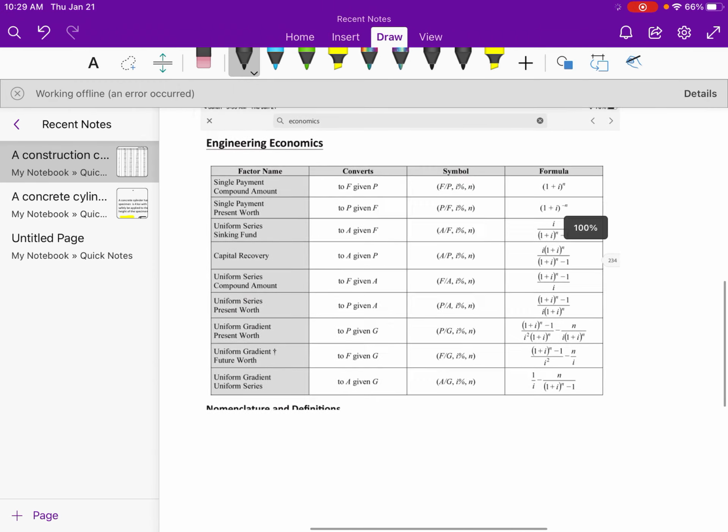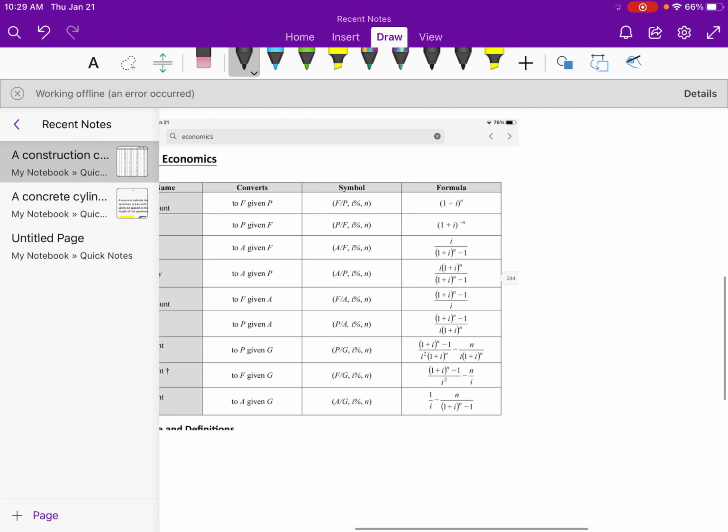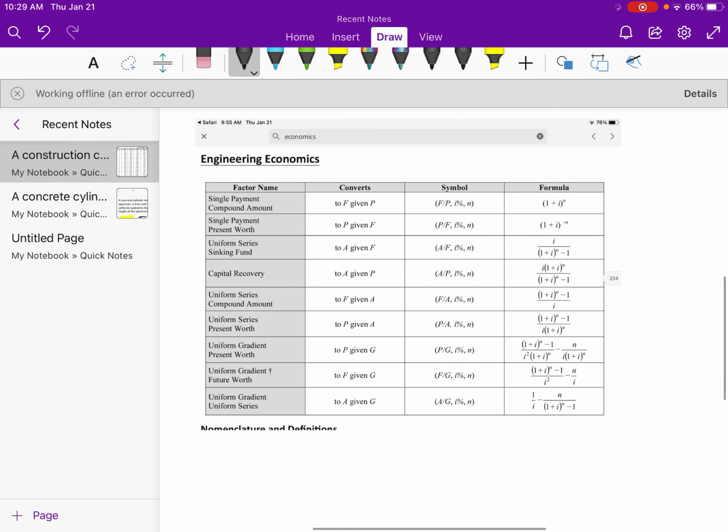So once again, we are looking for the future value given the present value. So I believe that's going to be F given P. So this is going to be our formula right here.